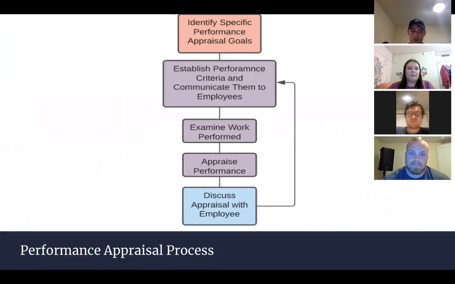And this is the performance appraisal process. I made this graph. So the first step is to identify specific performance appraisal goals, establish performance criteria and communicate them to employees, examine work performed, appraise performance, and discuss appraisal with the employee.